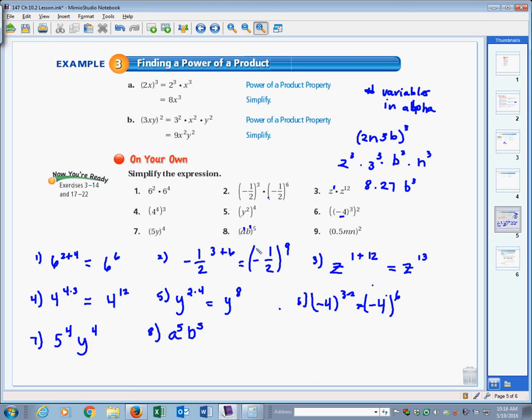Okay? It's going to get a little bit trickier, but this is the basis and your foundational stuff, and this is actually probably the easiest. So, Victor, number 9. 0.5 n to the power of 2. So you're saying 0.5 what?